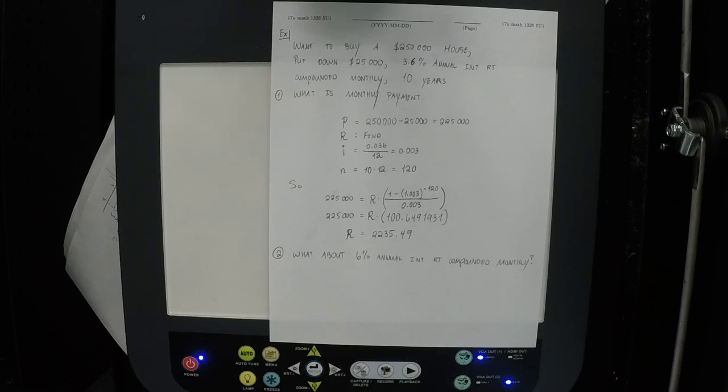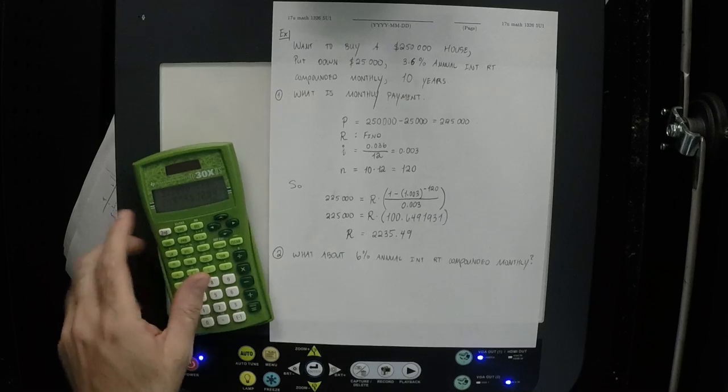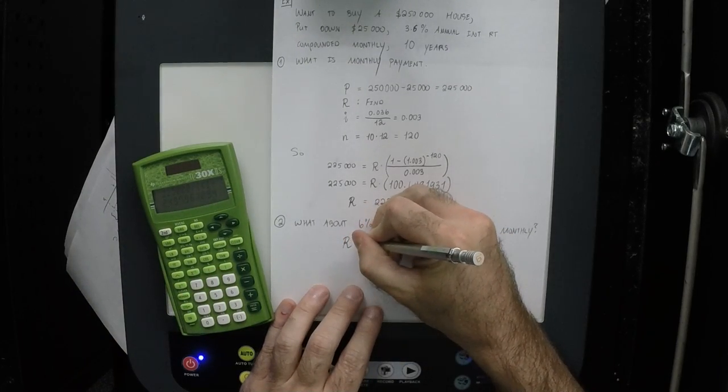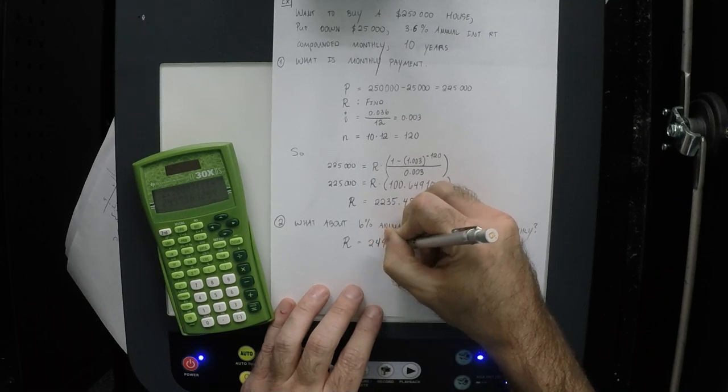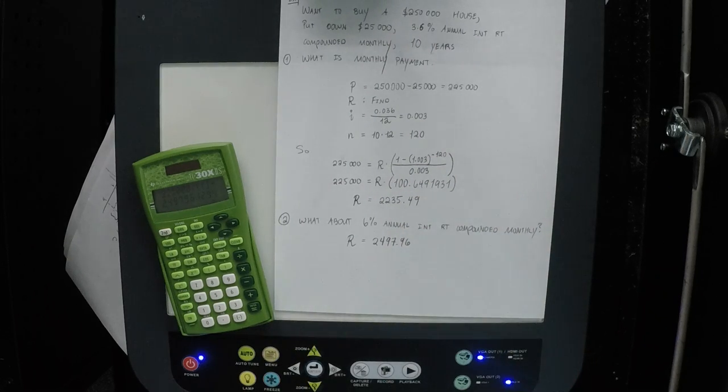It's going to be more because you're paying more interest, that's for sure. It's going to be a lot more, a little more. At 6%, it'd be 2,307.96. That's interesting. So going to 6%, that increased your monthly payment by $250. That means that that's another $250 all going to interest.